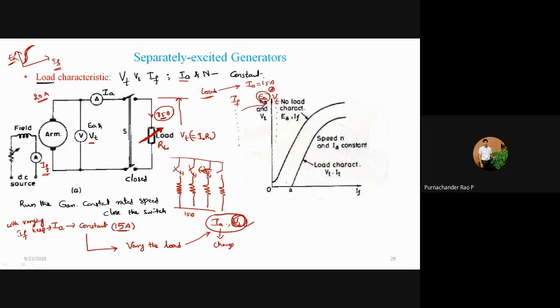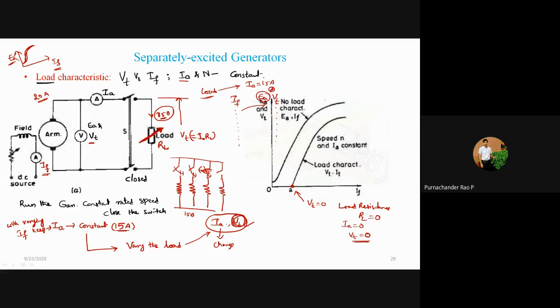Then what point can you observe here? This is the point when terminal voltage is zero, because your VT is zero. It indicates that the load resistance RL is equal to zero. When the no load condition is there, RL will be equal to 0, and therefore it is not carrying any current. IA will be 0, and therefore VT is also equal to 0. So this is the case you can observe here.